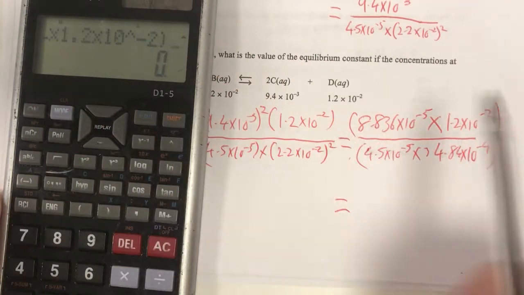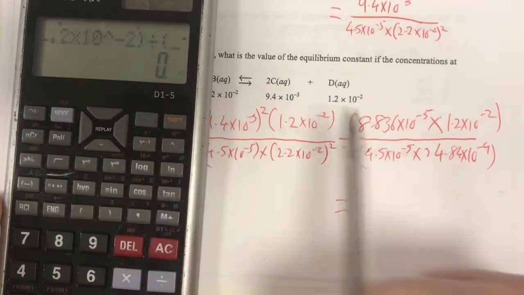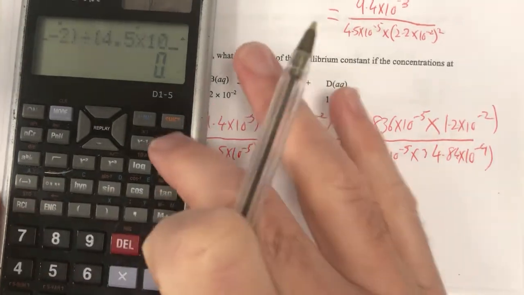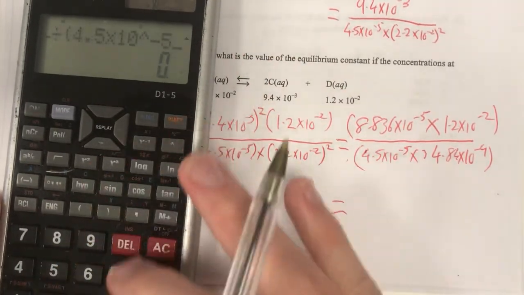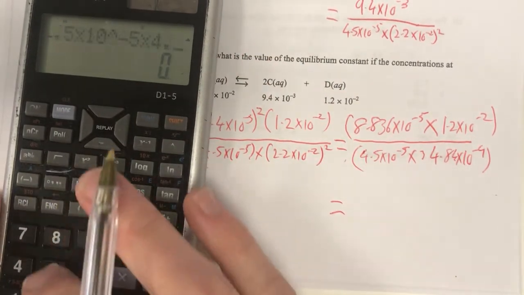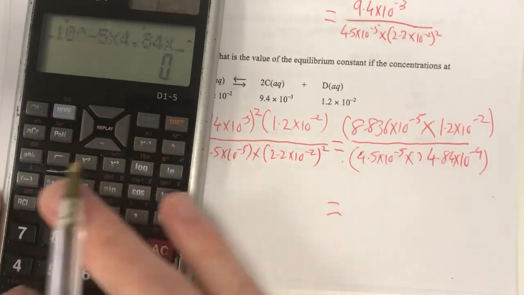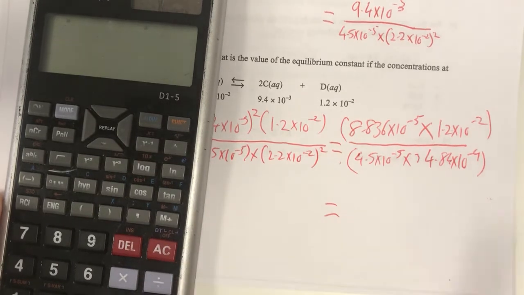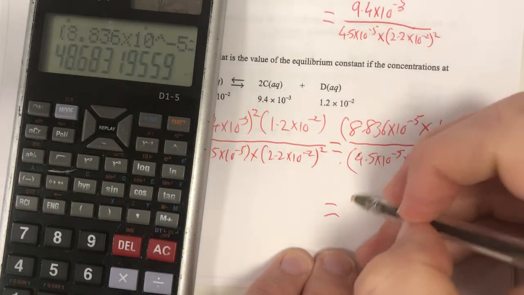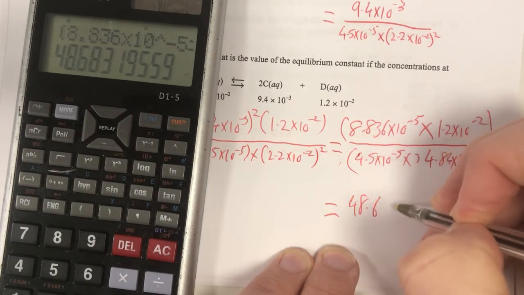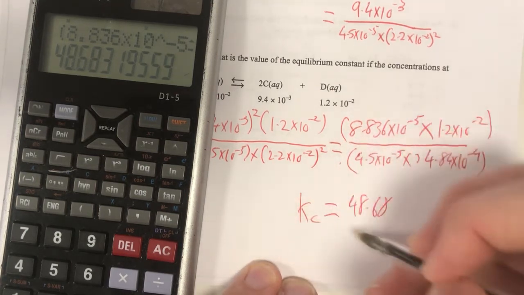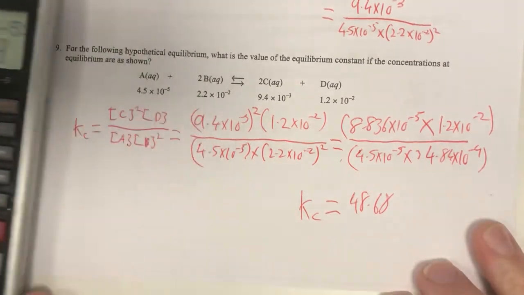Now I've got all that in a bracket. I'm going to divide that by whatever's in this bracket: 4.5 times 10 to the power of negative 5 times 4.84 times 10 to the power of negative 4. And then I get my answer, which is 48.68, and that is my answer for my K value. So Kc equals this answer.